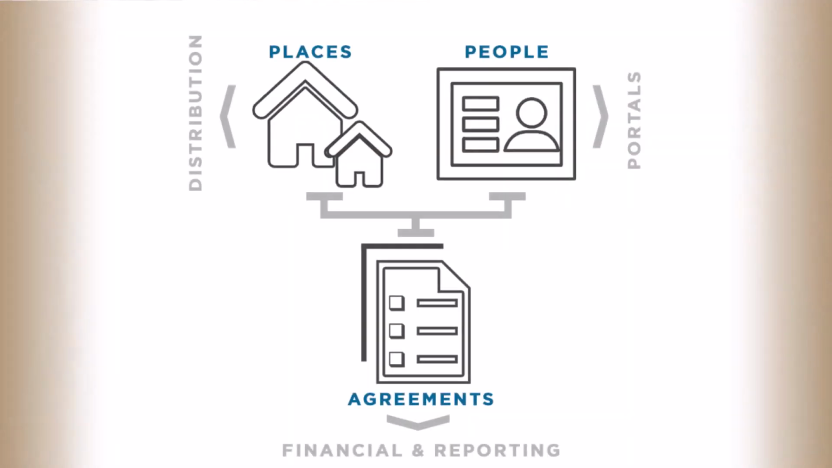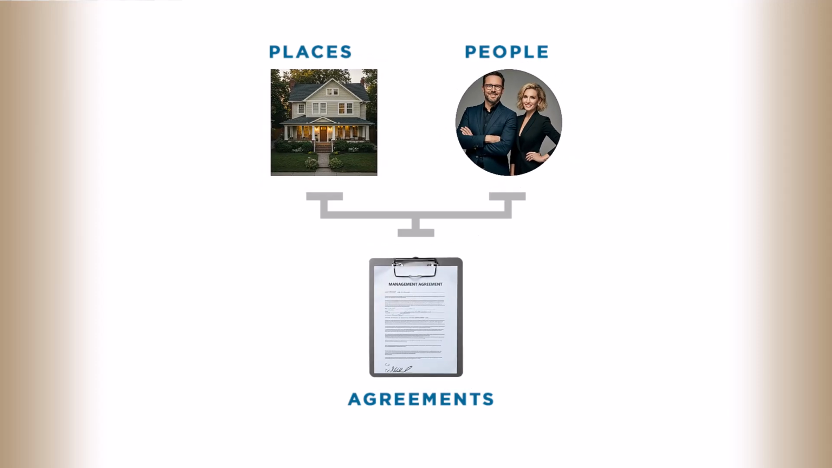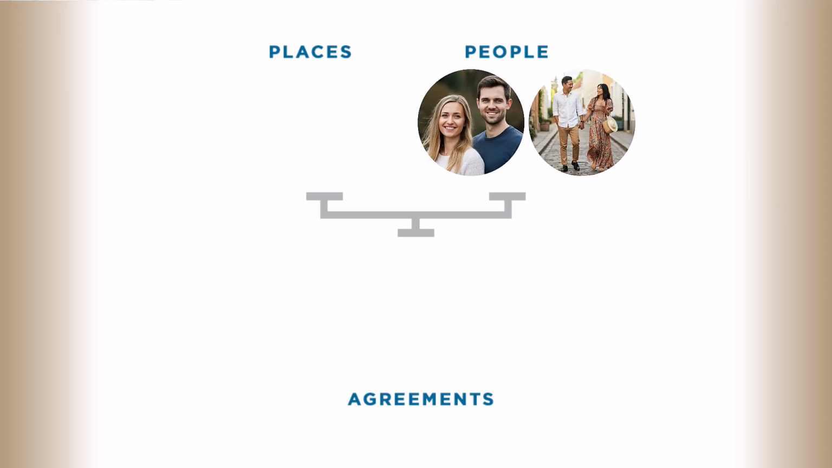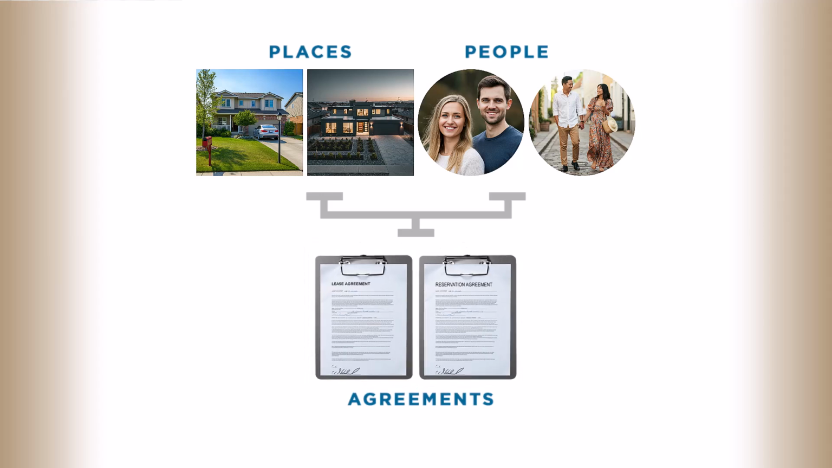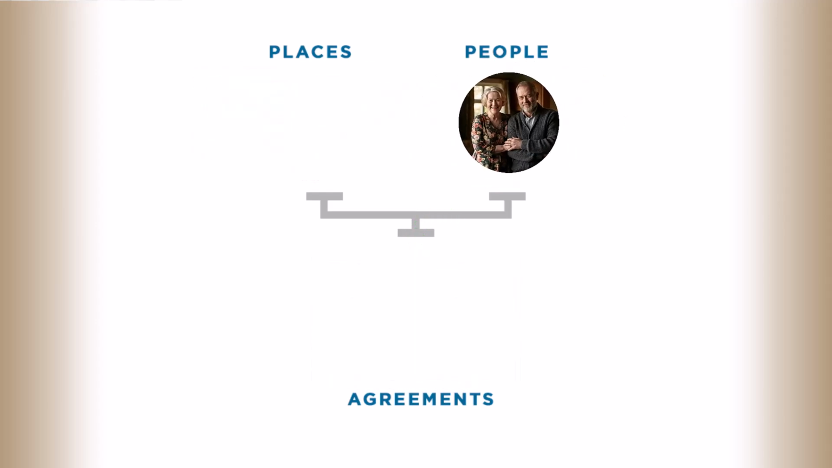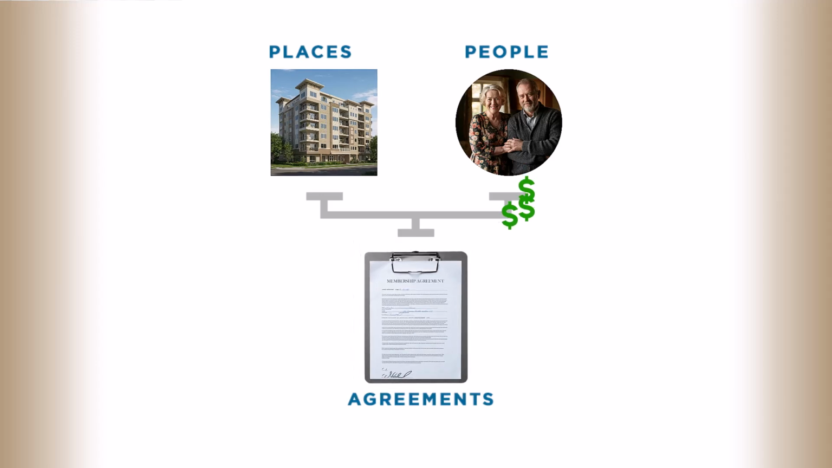With owners and investors, when you agree to manage their property, you enter into a management agreement. With tenants or guests, when you agree to allow them to occupy or use a managed space, you enter into a lease or reservation agreement. They abide by the terms and pay rent and fees as stated in their agreement. With association members, they enter into an agreement to abide by CC&Rs and pay assessments according to their agreement.